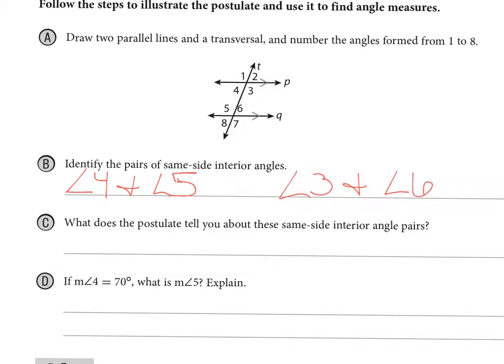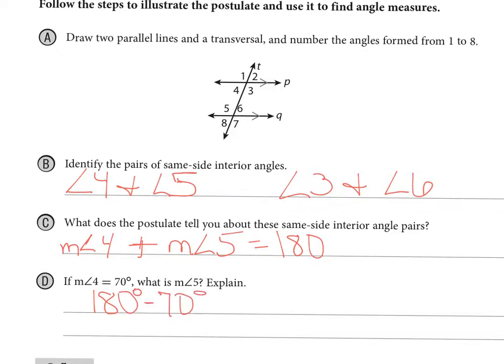And then it says, what does the postulate tell you about these? Well, it tells me that the measure of angle 4 plus the measure of angle 5 equals 180 degrees. And then the last one says, well, if angle 4 is 70 degrees, what is the measure of angle 5? Well, 180 minus 70 degrees gives me a measurement of 110 for angle 5. And that is it. We'll go over the rest in class tomorrow.